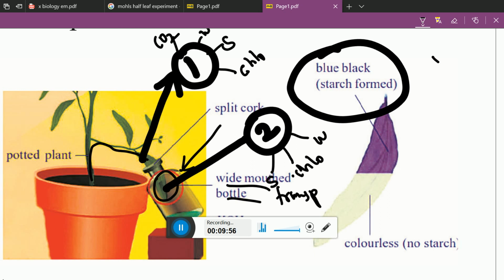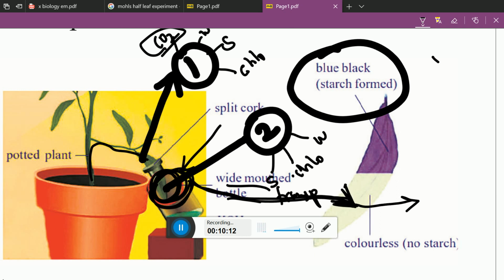So which is stopped here? Carbon dioxide is stopped. So for this second part, carbon dioxide has not entered. If carbon dioxide has not entered, this remaining leaf part did not show any color; it became colorless. So by this we can indicate that carbon dioxide is essential for photosynthesis.